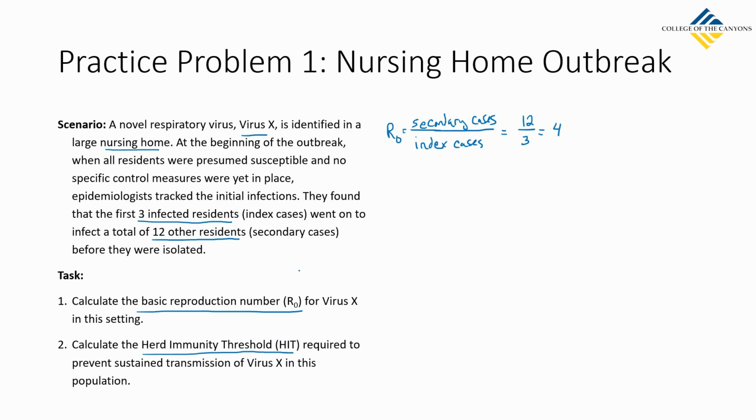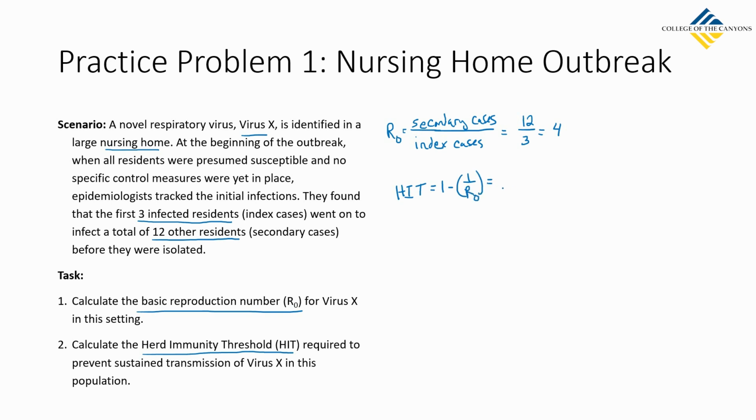Now we need to calculate the herd immunity threshold, the HIT. Let's do it using both formulas just so you can see that we'll get the same answer. The formula for HIT was 1 minus 1 over R0.